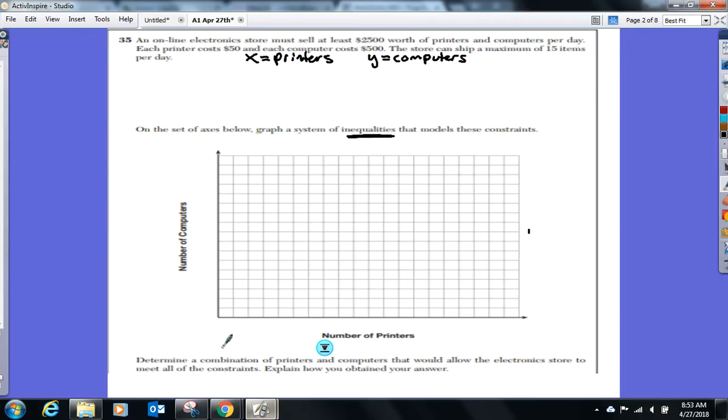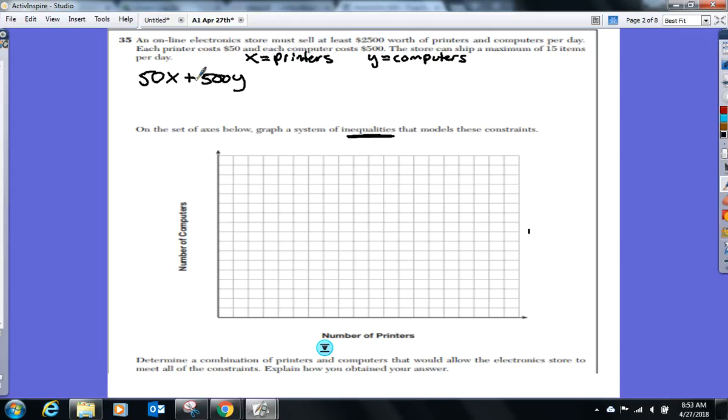25? Ready, Hannah? Okay. First thing you come across, Hannah, is they have to sell at least $2,500 worth of merchandise here. All right. How much does a printer cost? $50. So I'm going to go 50x. How much do the computers cost? 500. Add them up, and they have to sell how much?